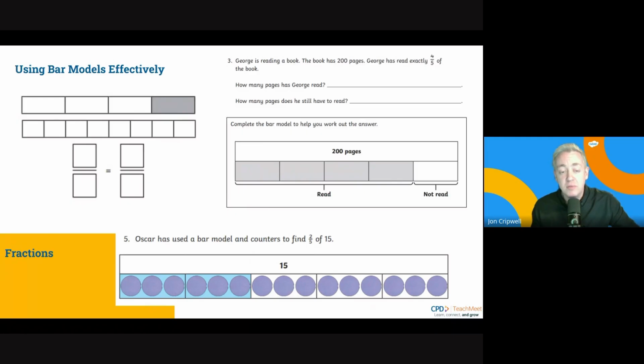Now, looking at this model, it doesn't give us an answer. And we will get some children who look at this and say, well, I still don't know what the answer is.